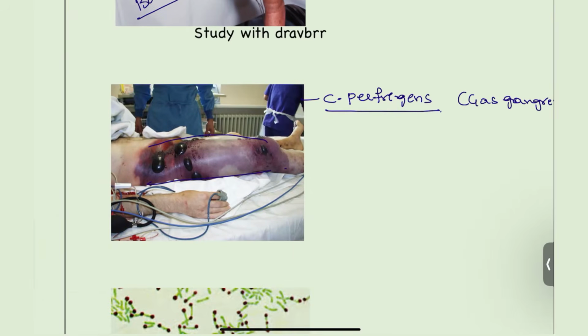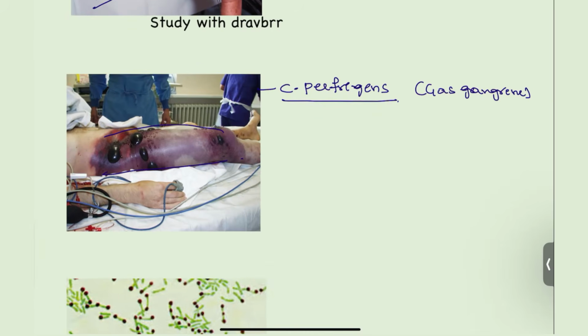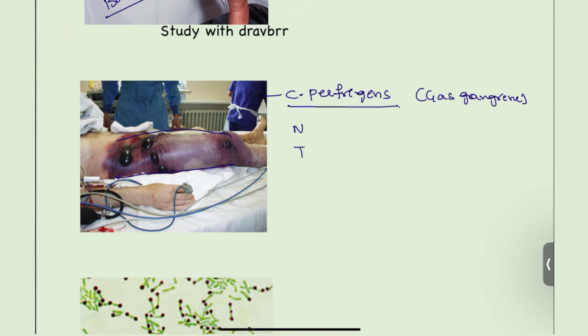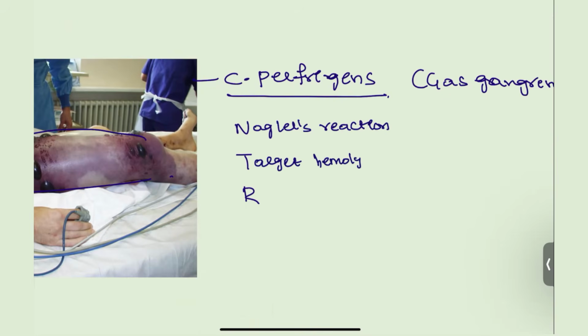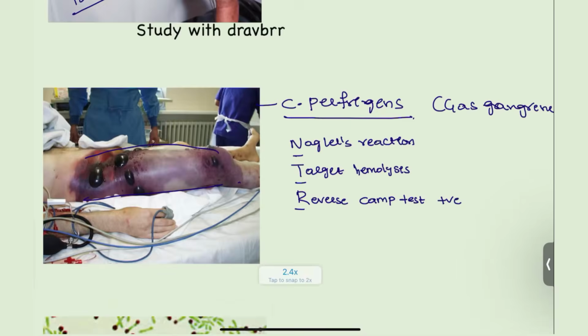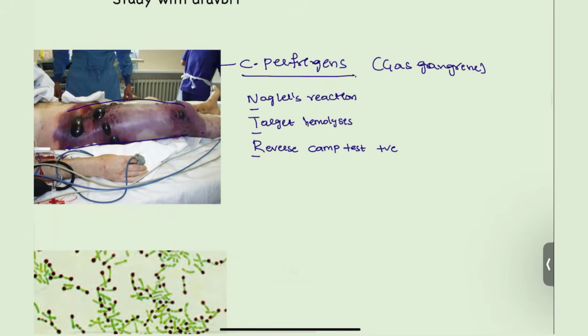And how can you remember the important five points? This one, Clostridium perfringens, NTR. What is meant by NTR? This is going to form Nagler's reaction positive and target hemolysis on the agar plate that we are going to see, and also reverse CAMP test is positive. So remember this way for Clostridium perfringens, the cause of gas gangrene.